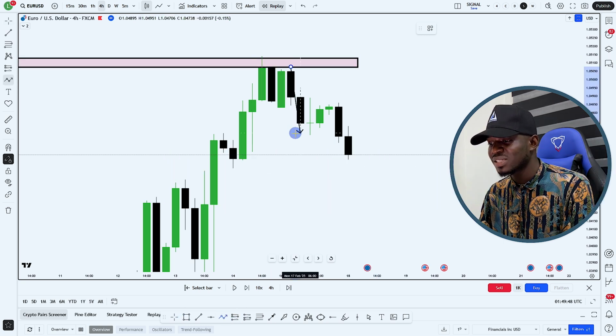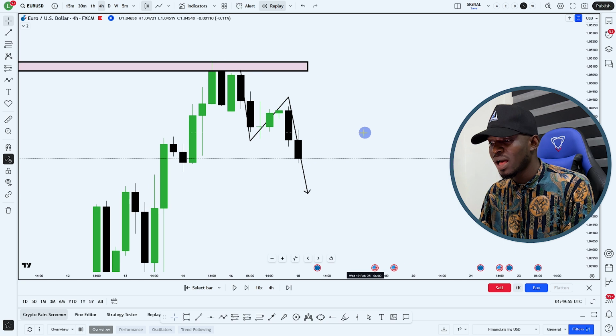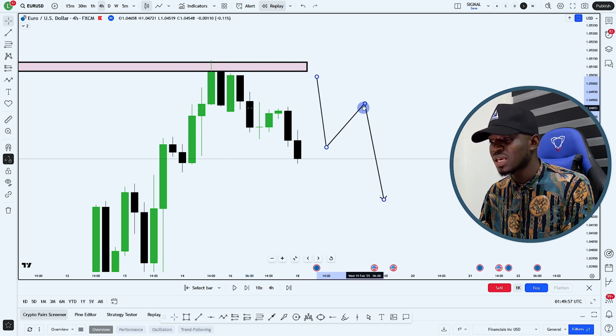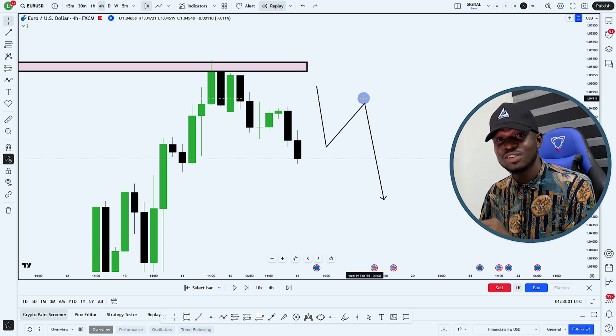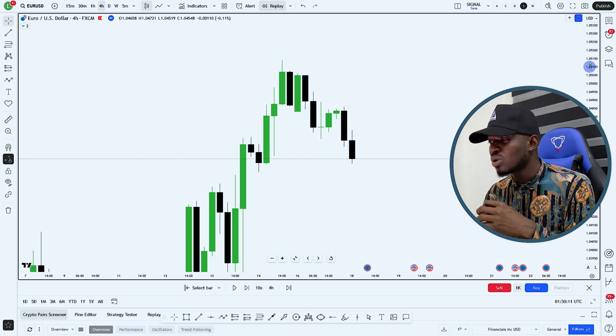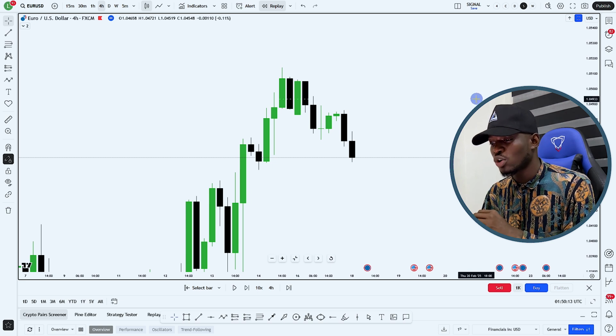Then the sellers invalidated the structure to the downside by creating lower low, lower high, lower low. And whenever you come across the feature of bearish market structure, it's a sign that the sellers are the ones in charge of the market. Where is going to be our possible point of interest to take a sell opportunity?